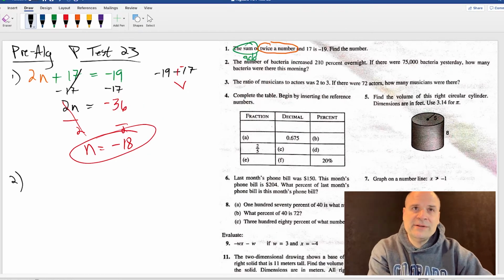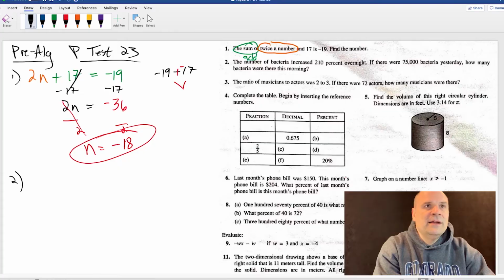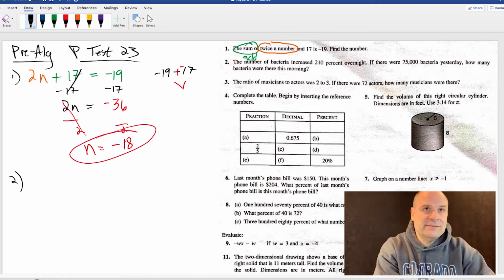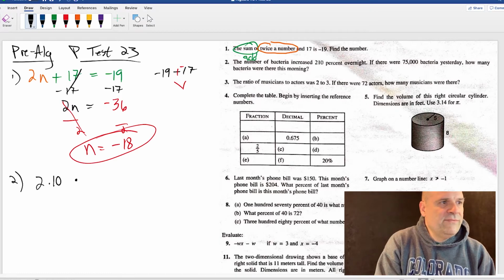All right, let's try number 2. The number of bacteria increased 210% overnight. Oh, that kind of hits close to home. Hopefully that doesn't happen here. If there were 75,000 bacteria yesterday, how many bacteria were there this morning? What does it mean to increase by 210%? Well, we're going to find 210% of 75,000. How do you say 210%? 2.10 or just 2.1.